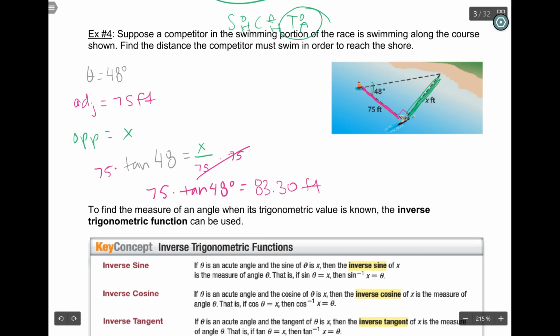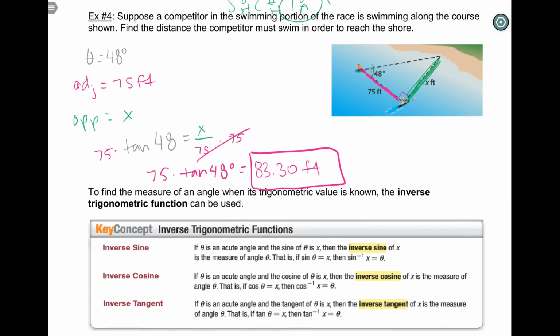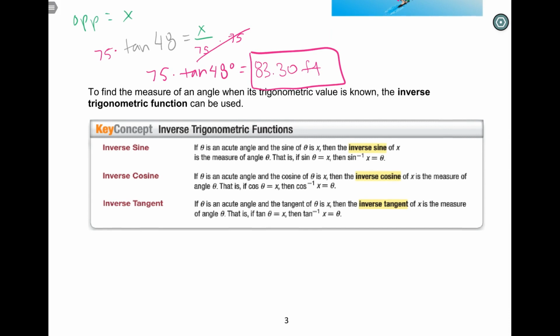83.30 feet. And of course, since we had 0.2959, we had around 83.30. This is a perfect amount of decimals. Cool. Technically it was like 2 sig figs, so we could put 83.3. That's fine.